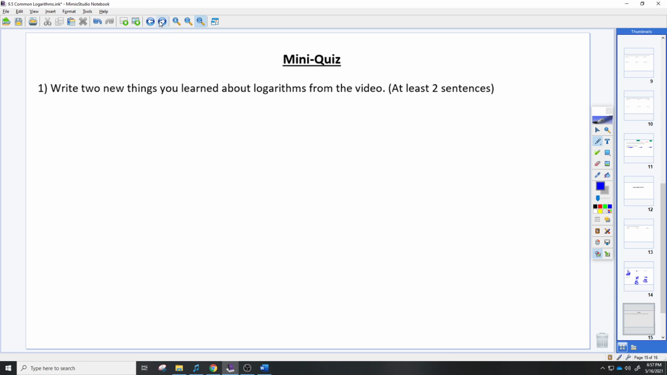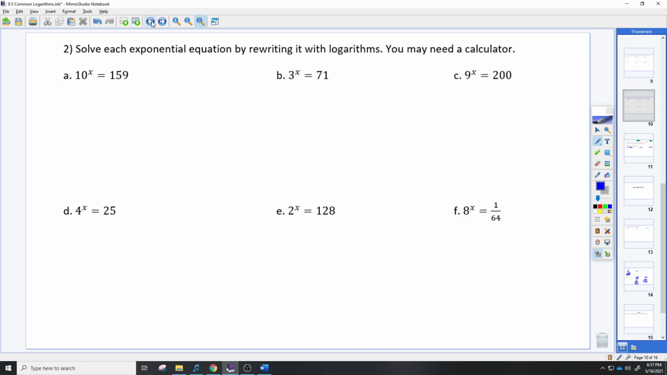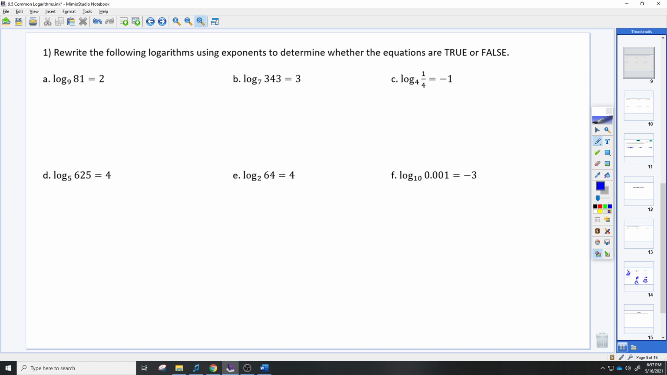And there's a mini quiz here. I'm going to post the video that goes along with this in Teams. And so it will say something about this is the logarithm video for 9.5. You just watch the video and then answer the question. And that will do it for 9.5, common logarithms.